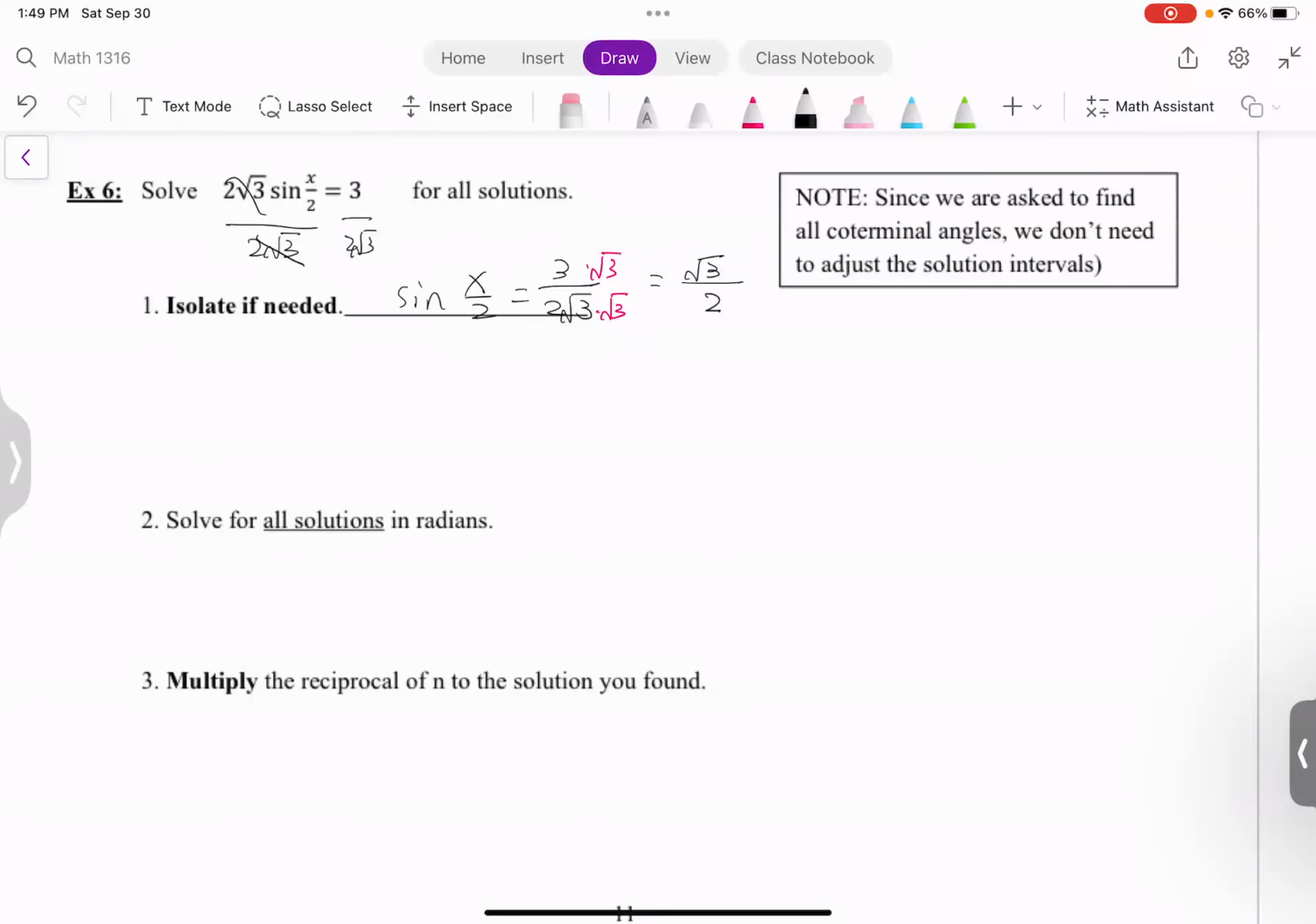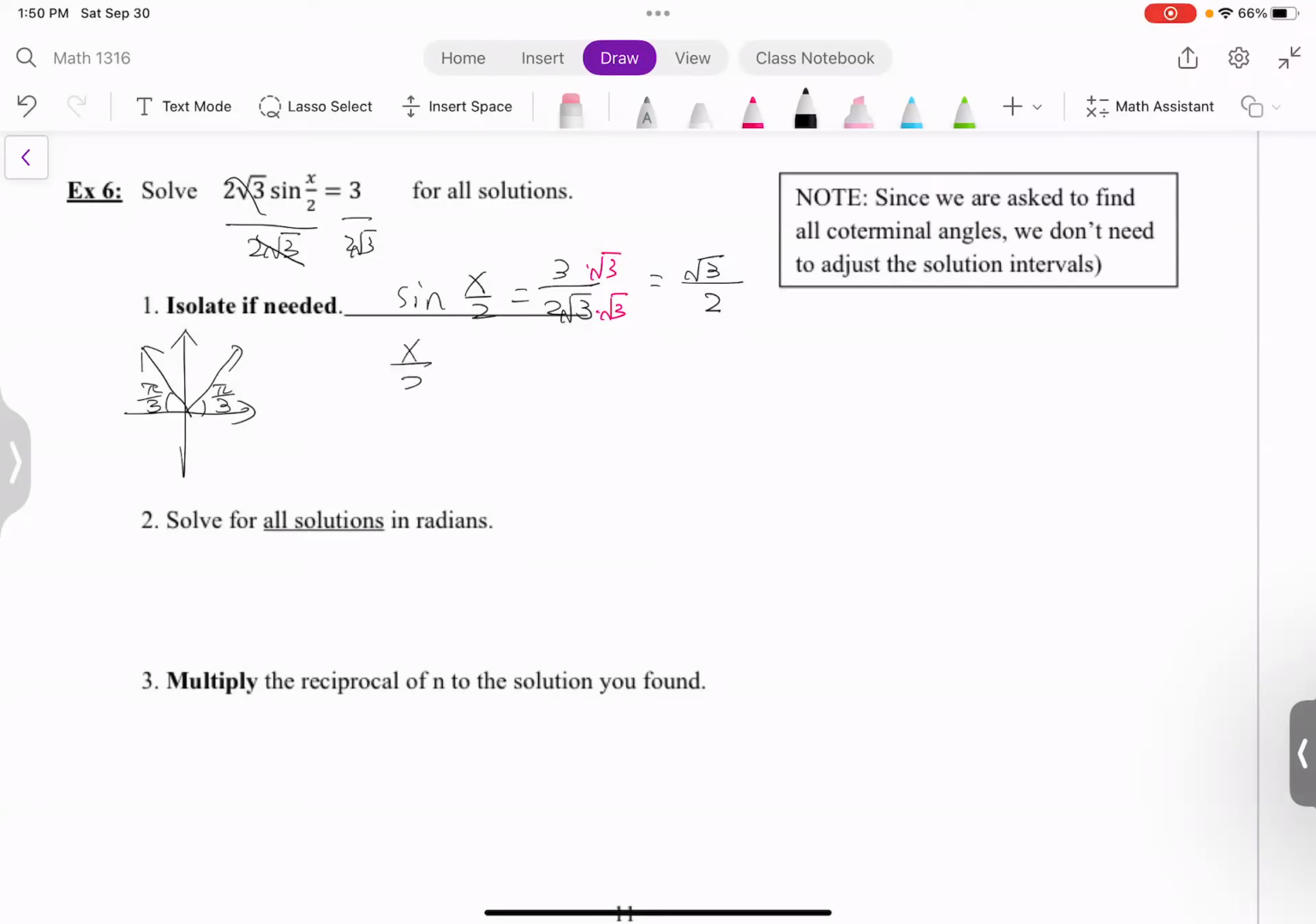Okay, so for the sine x over 2, this angle, x over 2 angle, makes the sine equal positive square root of 3 over 2. I must have my angle in the first and second quadrant, and the reference angle must be pi over 3. The question doesn't say to find the angle in radian mode or degree mode, so it's up to you. If you like degrees, use degrees. If you want radians, use radians.